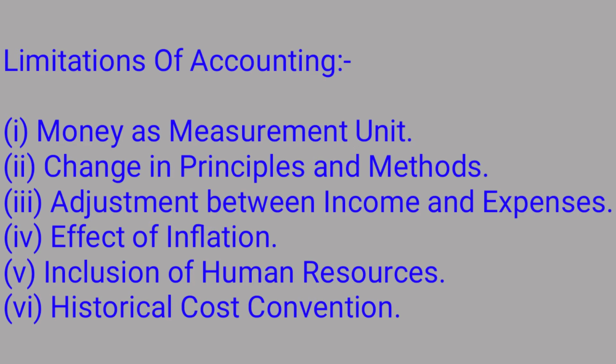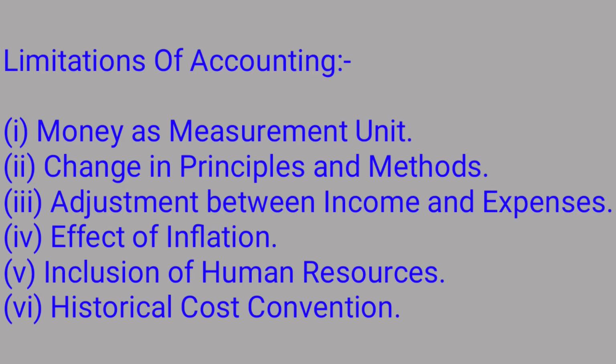Second limitation is change in principles and methods. It means the accounting principles and methods are also not permanent. They change from time to time. The third limitation is adjustment between income and expenses. We all know that under the existing accounting system, present incomes are adjusted with the past expenses for ascertaining profit or loss of the entity. However, present incomes should be matched with the expenses incurred in the past at their present value to ascertain the actual profit or loss of the enterprise.